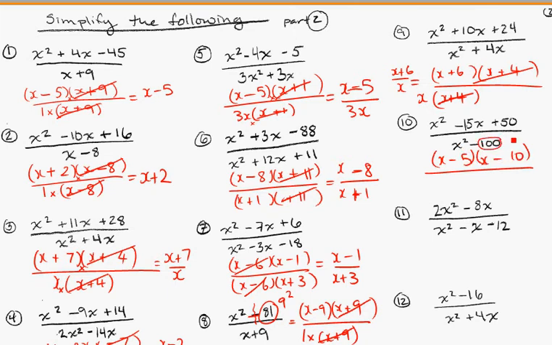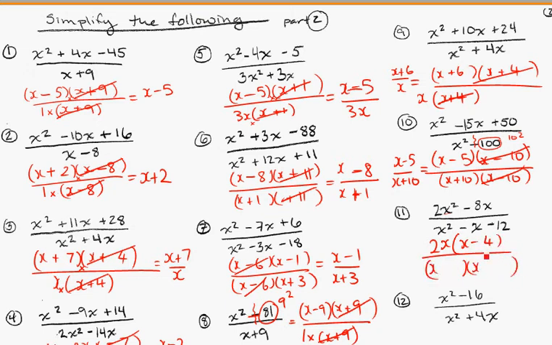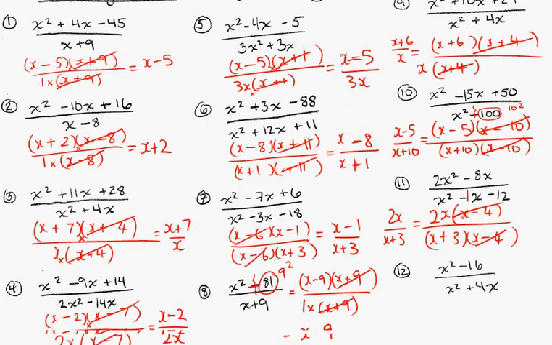Factorising the bottom line, I recognise that this is 10 squared. There's no middle term, so we have difference of two squares. Cancelling, making sure to write our answer out. And there is no further cancelling because there are no further factors. Number 11, factorising the top line, common factor of 2x. Factorising the bottom line, it's going to be a 3 and a 4, minus 4 and a plus 3 to get that minus 1 in the middle. Minus 1, minus 4 plus 3. The result is 2x over x plus 3. No further factors, so no further cancelling.